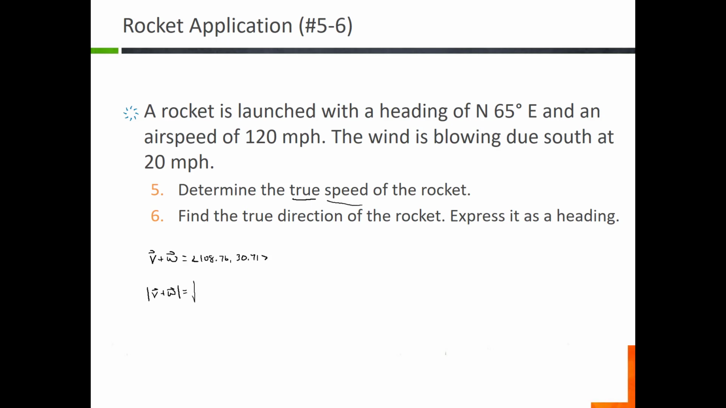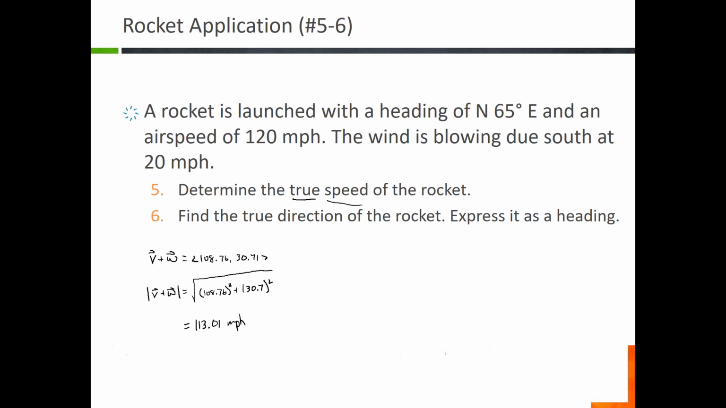So we're going to have the square root of 108.76 squared plus 30.71 squared, which if we use a calculator, comes out to be 113.01 miles per hour.